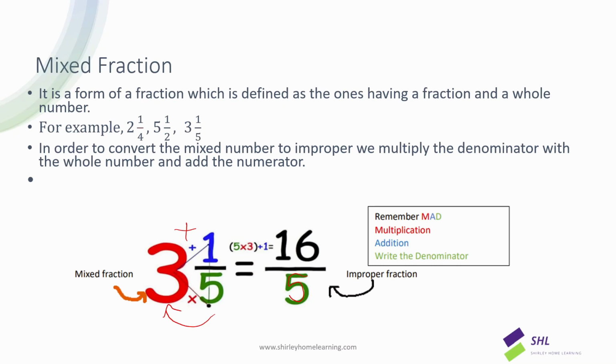So you can also remember the acronym MAD. First you multiply, so that is where the M comes from. Then you do the addition, so that's where the A comes from. And then once you've done your multiplication and addition, you write the denominator at the bottom. So that gives us MAD.